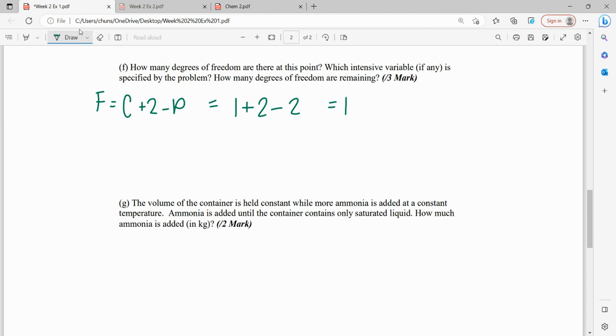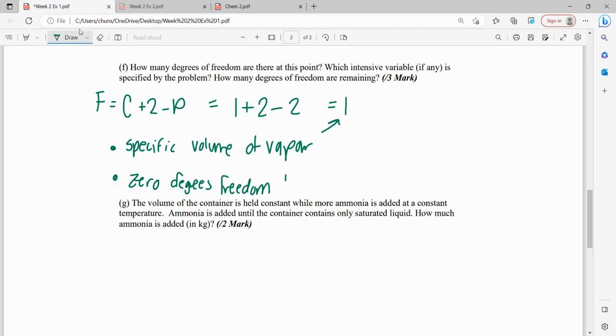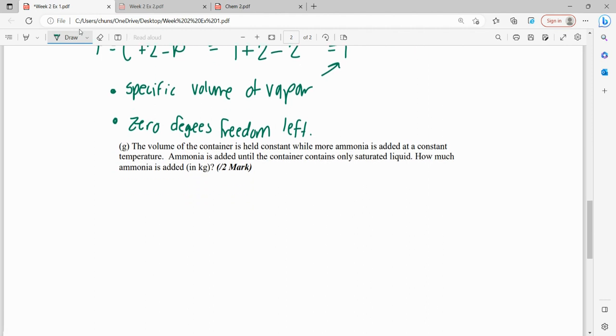Which intensive variable is specified by the problem? That is our specific volume of vapor. And because this is specified, which is already our degrees of freedom, since this is now fixed, then that leaves 0 left. 0 degrees of freedom. So that means the system is now completely fixed.